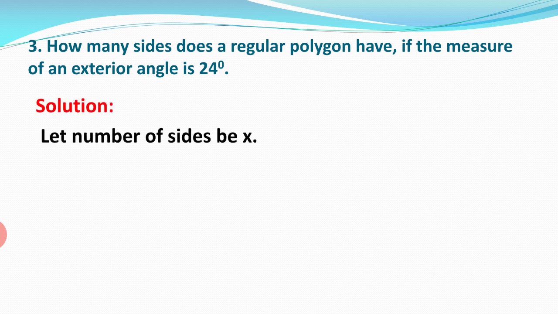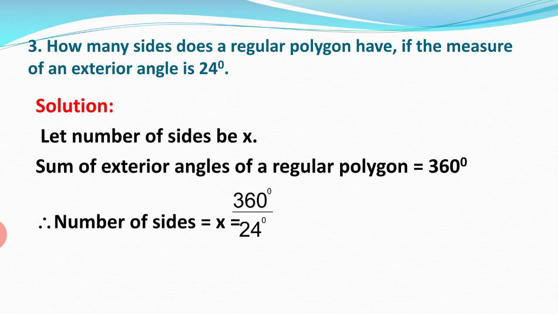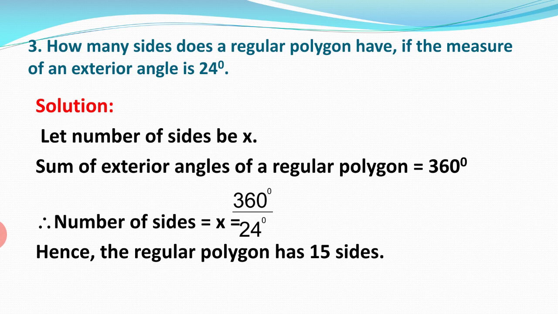Let the number of sides be x. Is it okay? So sum of exterior angles of a regular polygon will be equal to 360 degree. Now therefore number of sides, that is equal to x, will be equal to 360 degree upon 24 degree. Perform the division, you will get the answer as 15. That means that particular regular polygon should have 15 sides.